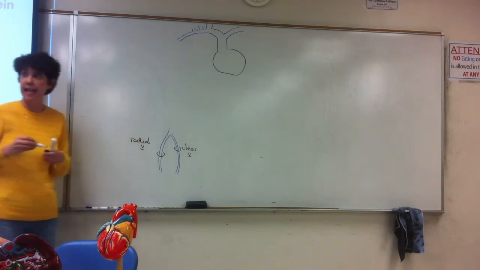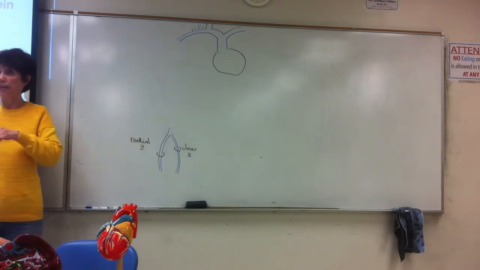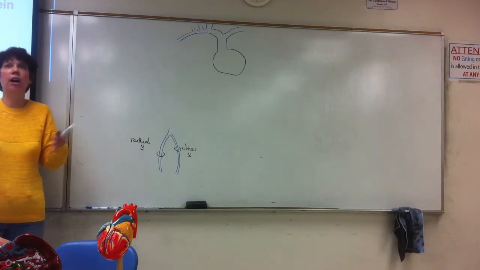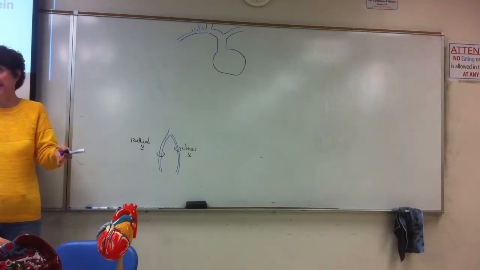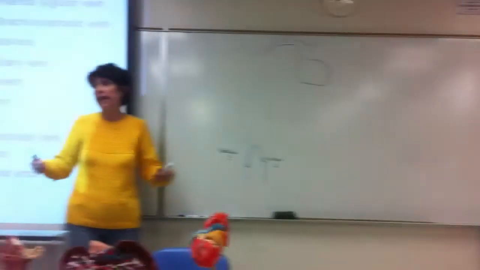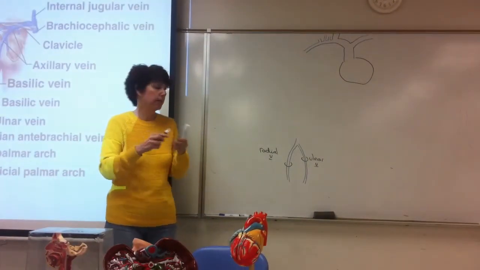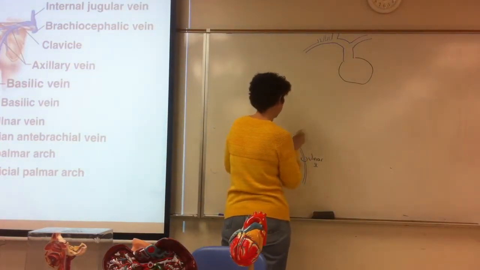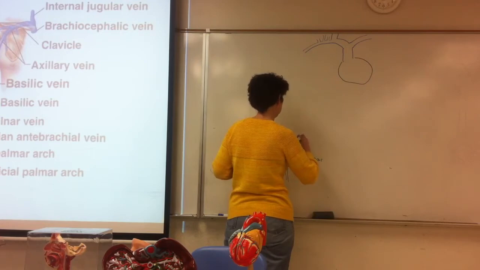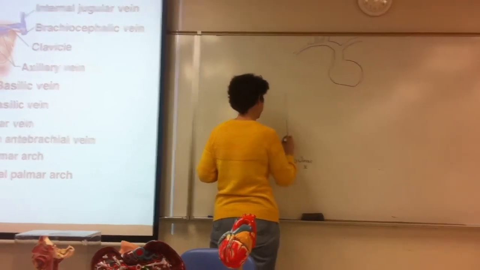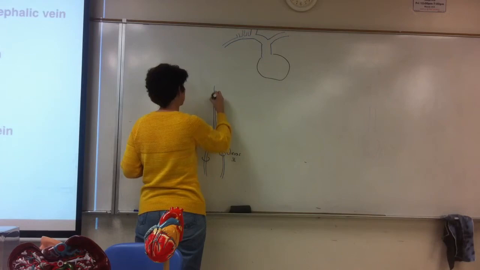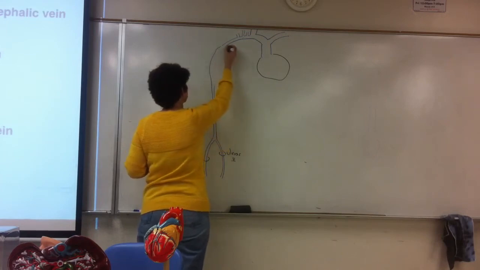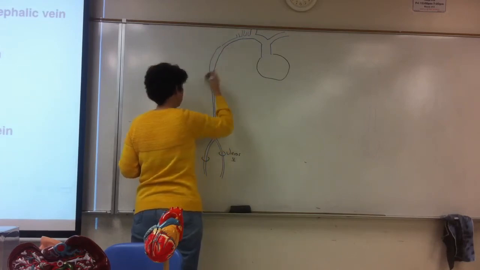And those two join together to form the brachial vein. So when we're talking about arteries, they branched. Radial and ulnar arteries were branches of the brachial artery. Now radial and ulnar veins join together to form the brachial vein. The brachial vein travels up the arm and becomes the axillary. And the axillary turns into subclavian.